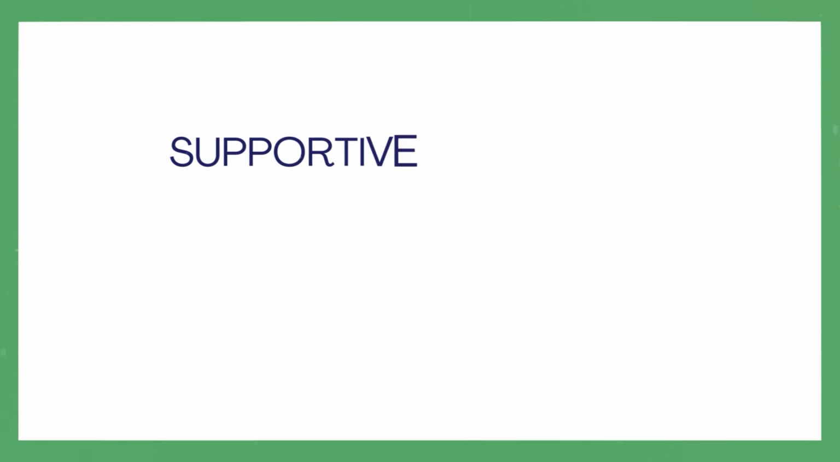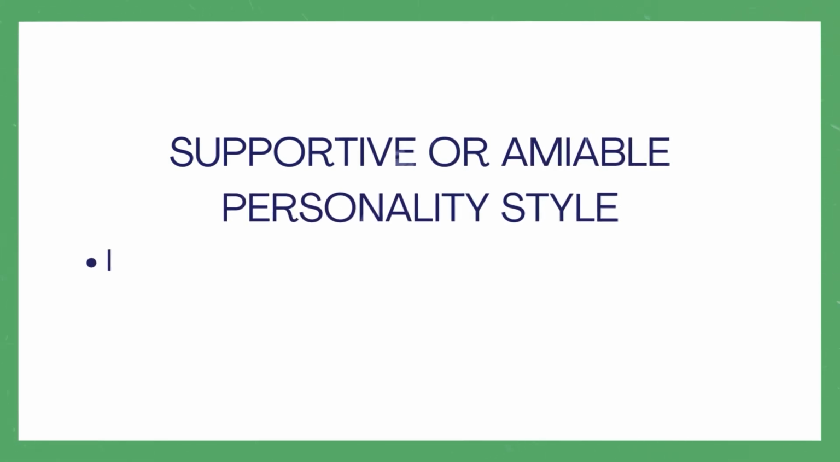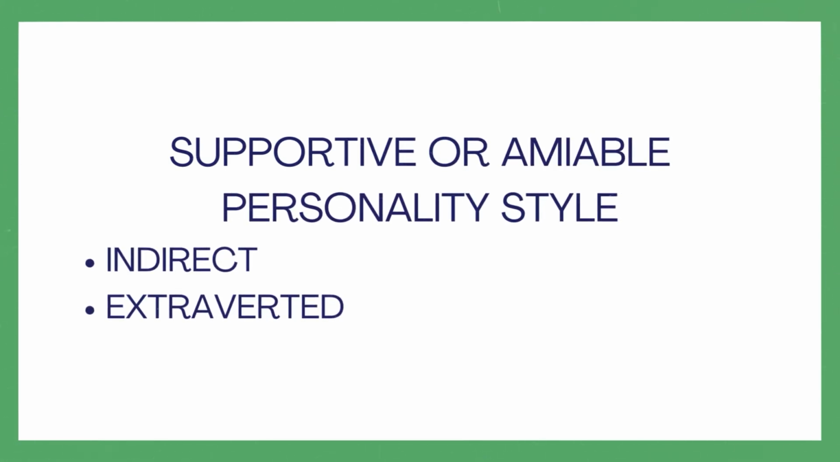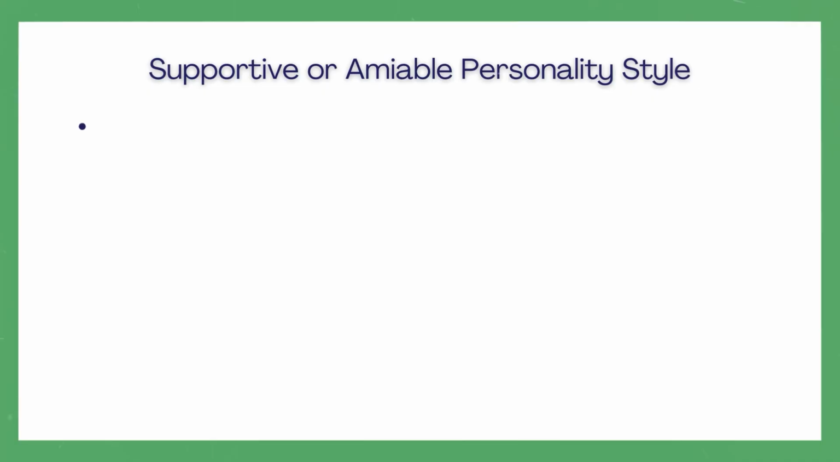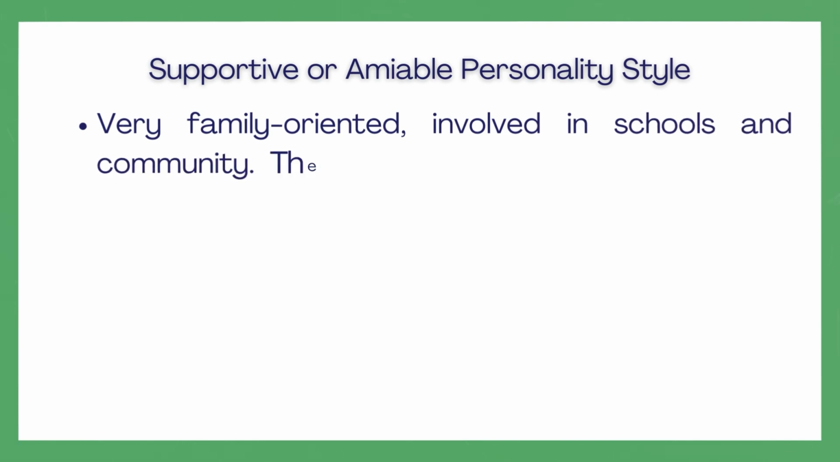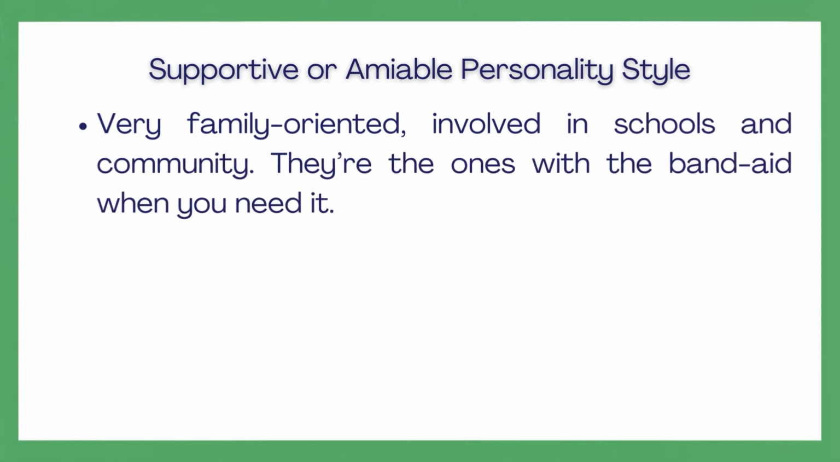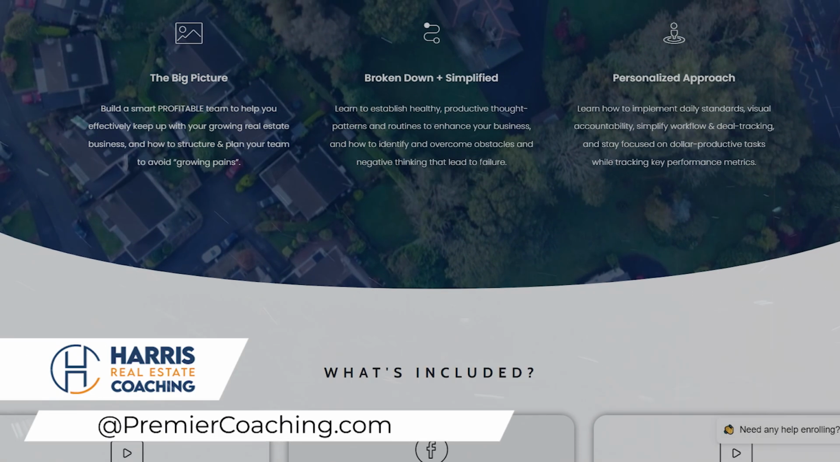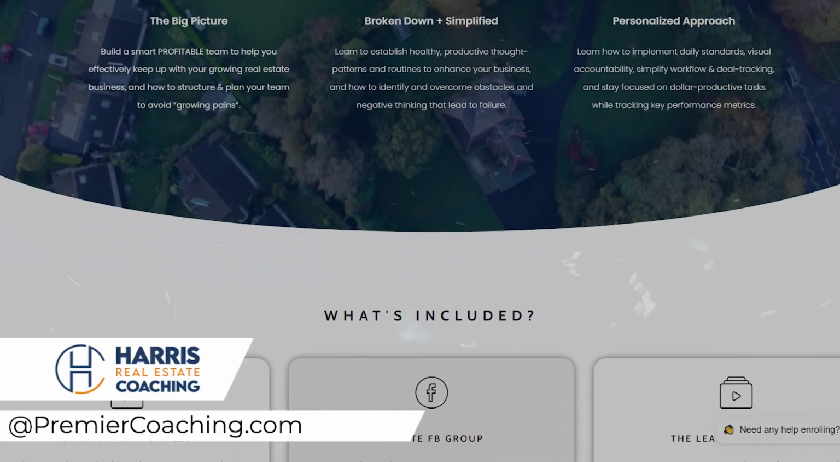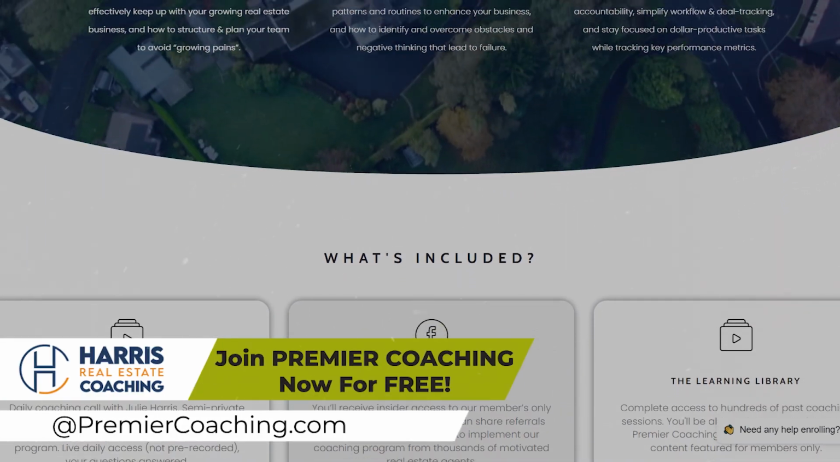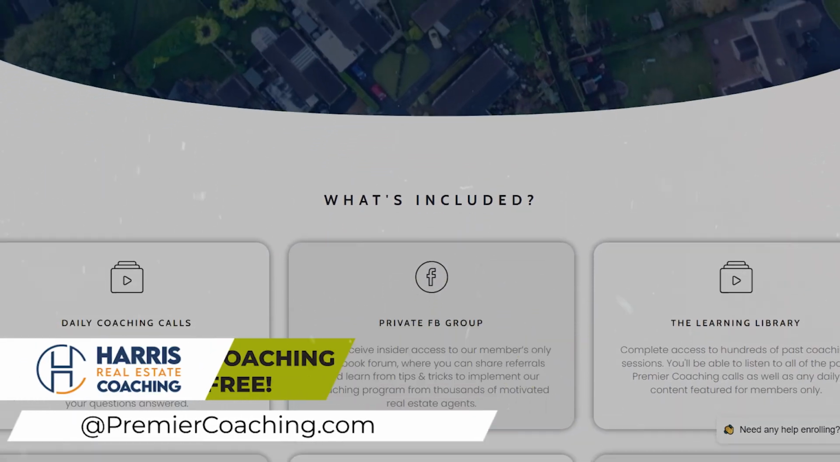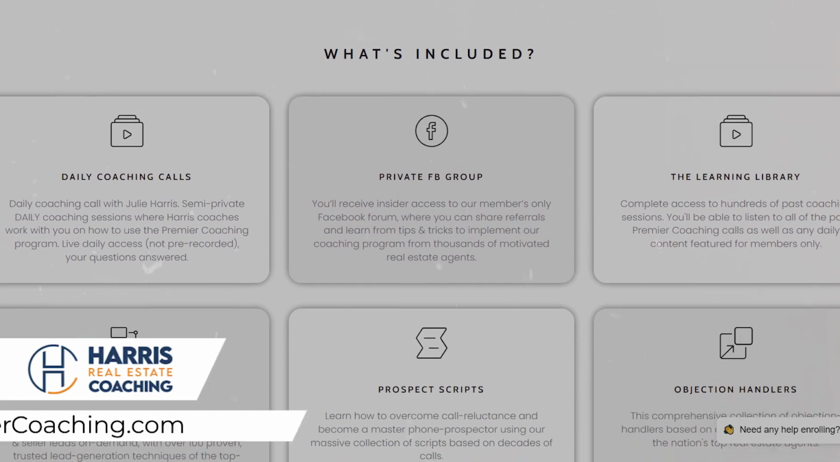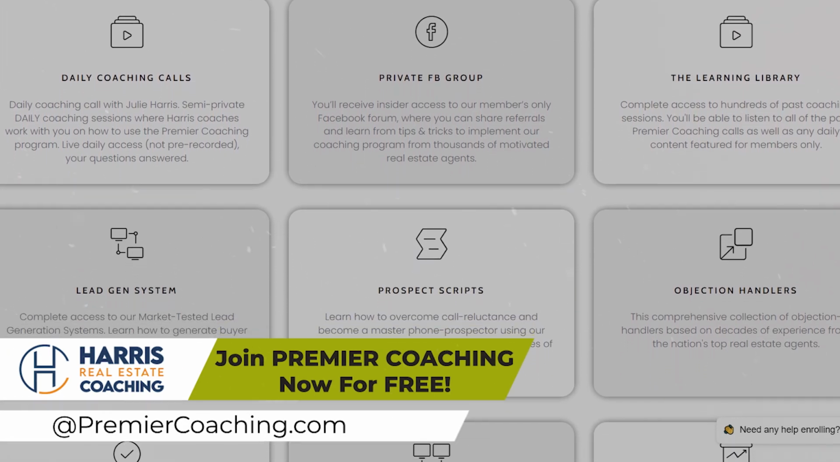So let's get back to our supportive and amiable personality style. Again, they are indirect, so they use lots of words, and they're extroverted. What does that typically mean? They typically are very family-oriented, involved in schools and community. They're the ones with the Band-Aid when you need it, right? If we're presenting in front of a crowd of 100 agents and I get a paper cut and I ask who's got the Band-Aid, we'll find out who the amiable people are because they've already got it in their purse, ready to go.